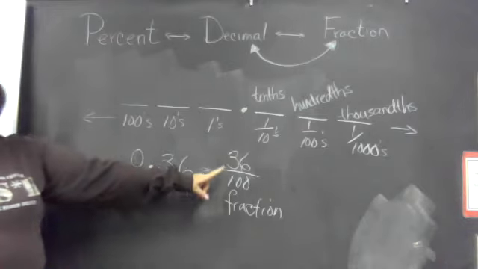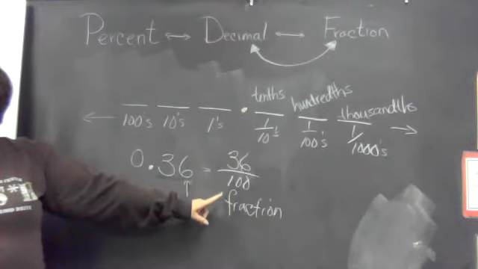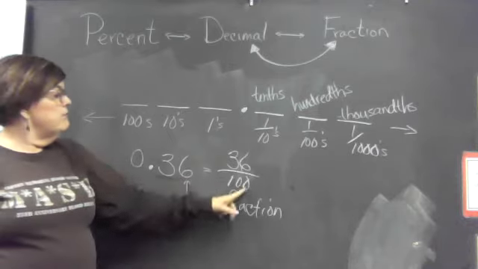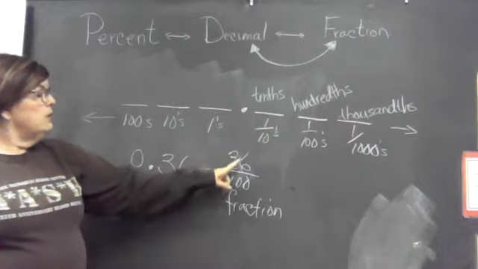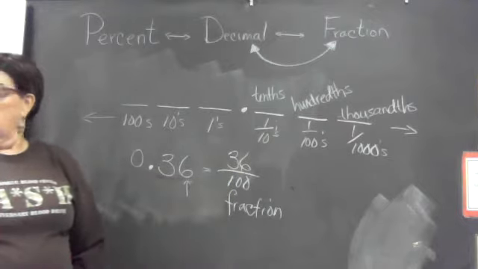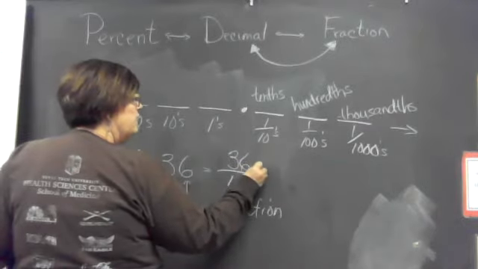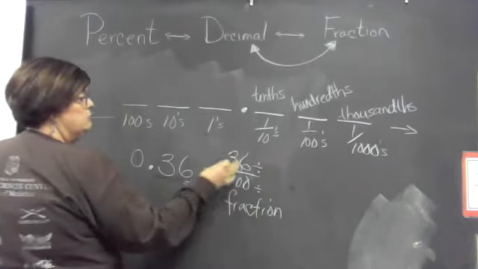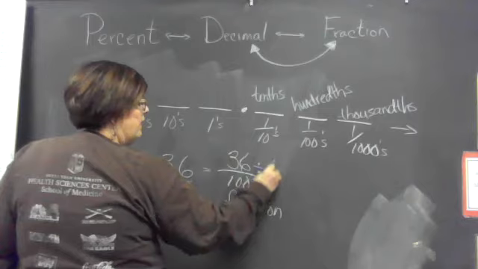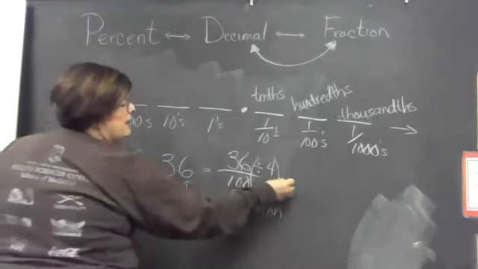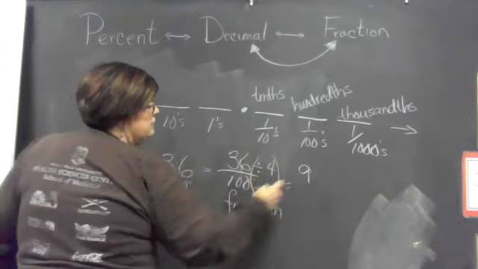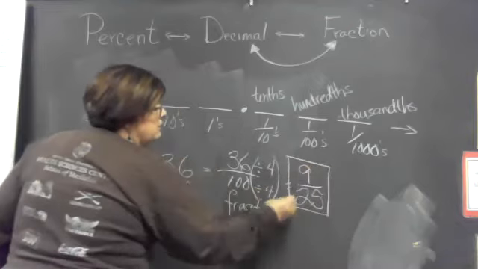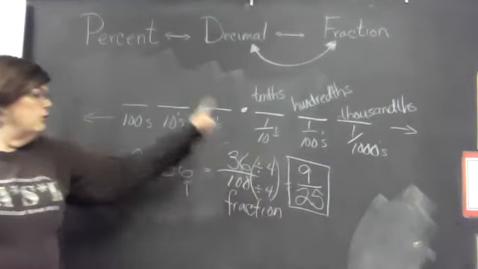Now we know that this isn't in the lowest terms yet. It's not simplified. If we do this by hand, we know that it ends in an even number. We can divide it by 2, but we can also see both of these will divide by 4. When you're simplifying a fraction, you have to divide the top and the bottom by the same number. So we're going to divide by 4 and divide by 4. 36 divided by 4 is 9. 100 divided by 4 is 25. This is a simplified fraction for this decimal.